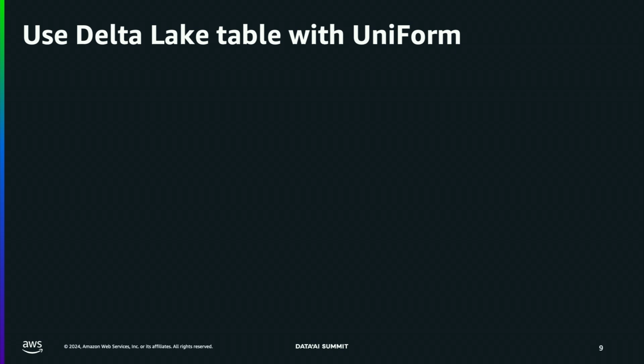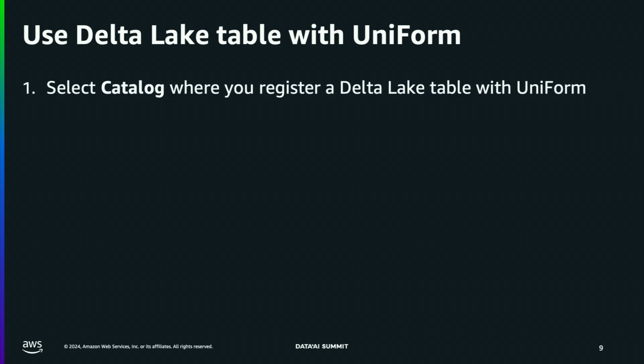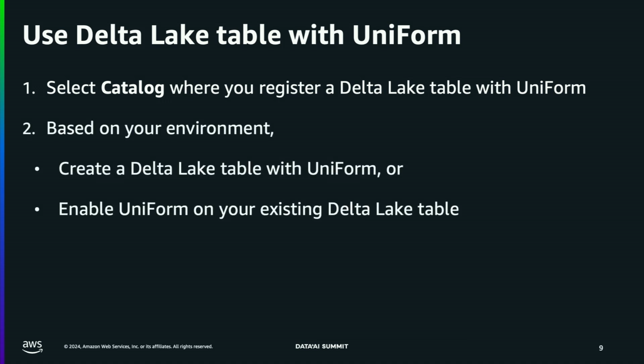To use UniForm, you need to follow two steps. The first one is you select a catalog where you register the Delta Lake table with UniForm. If you already use Databricks runtime, I think you can use the Databricks Unity Catalog. After that, based on your environment, you just create a Delta Lake table with UniForm, or you just enable UniForm on your existing Delta Lake table. Let's look at each step in detail.